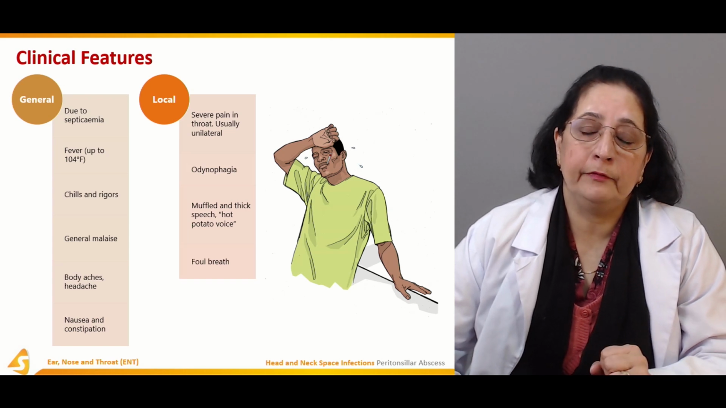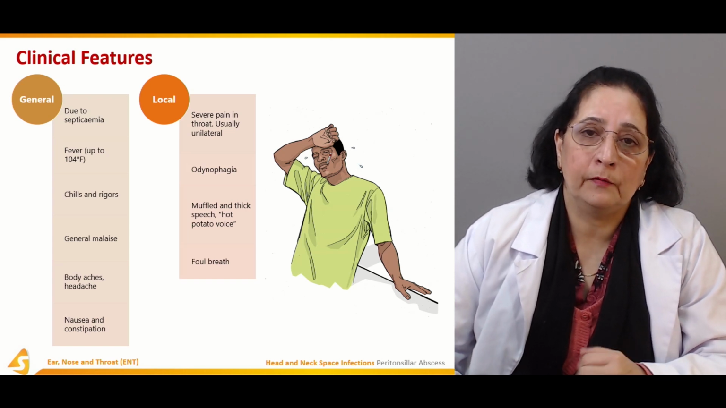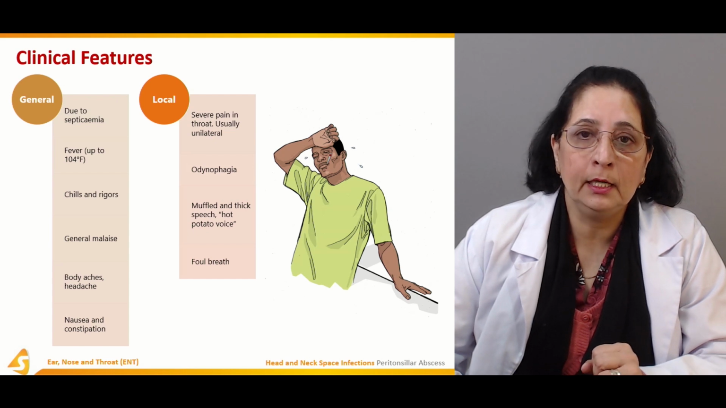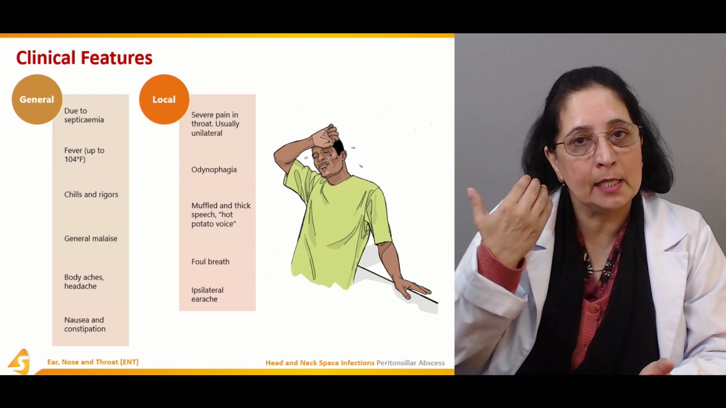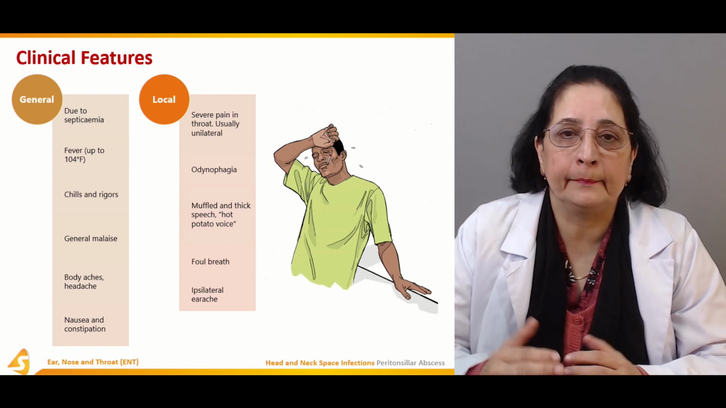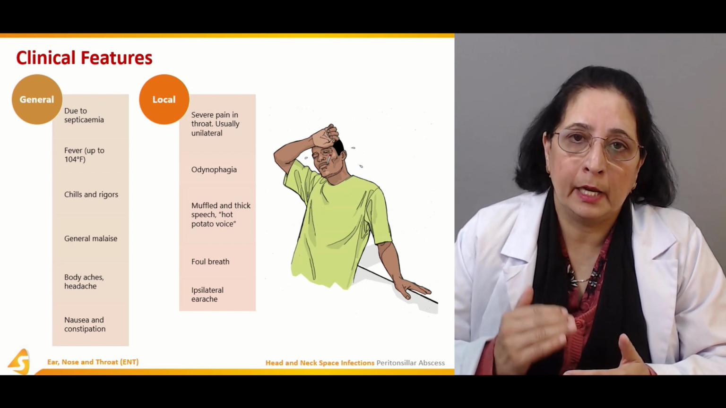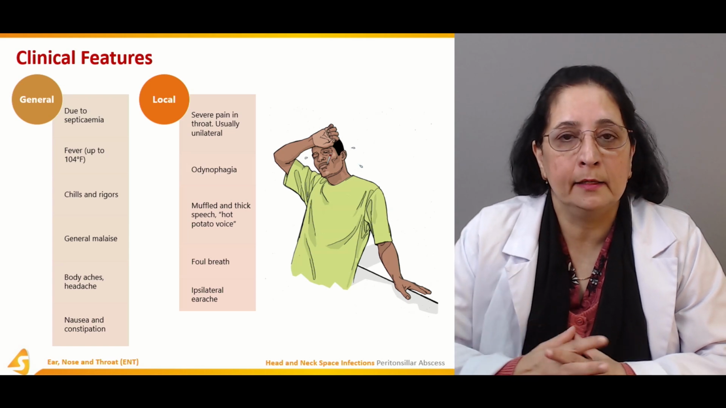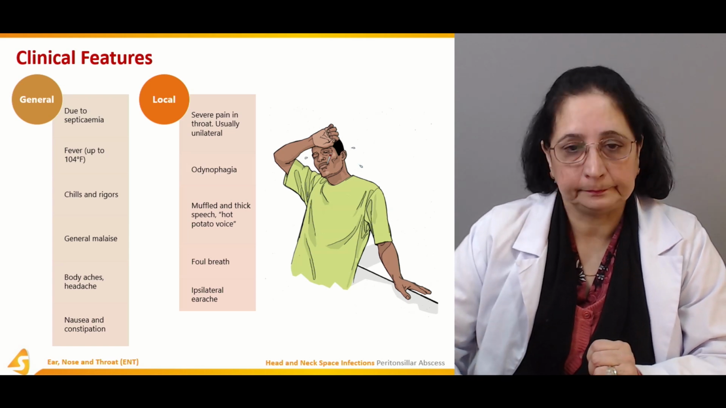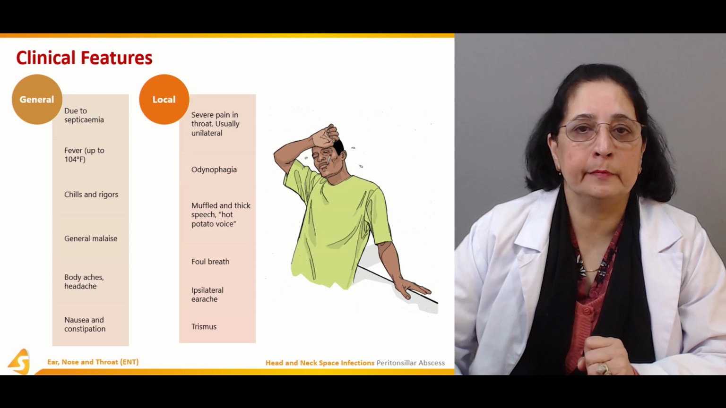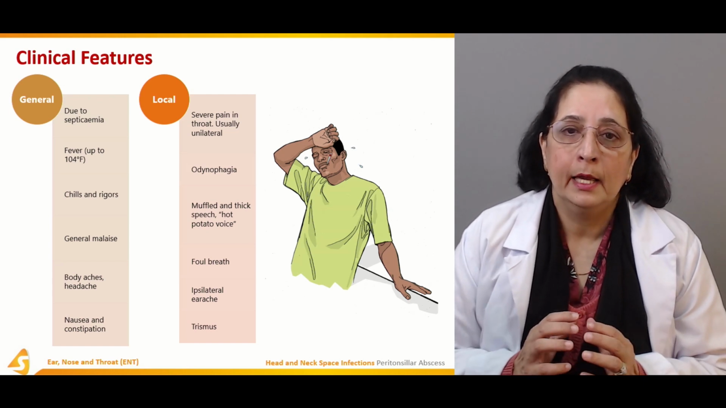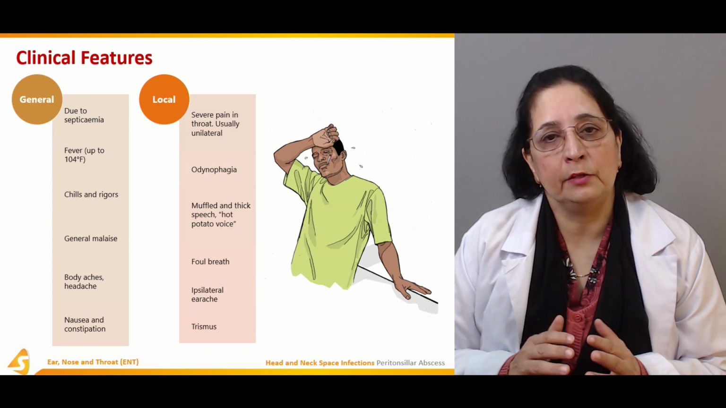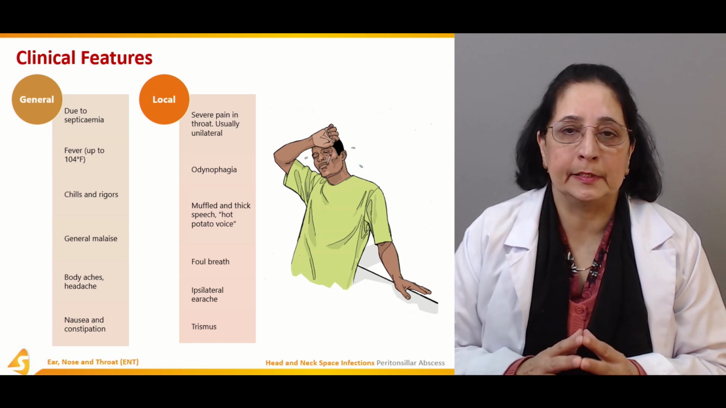Foul breath is very common because of all the infection in the oral cavity. Ipsilateral earache: the ear on the side affected by the abscess is also affected. And there is trismus also, lockjaw. So these are very common features of the patient with peritonsillar abscess.